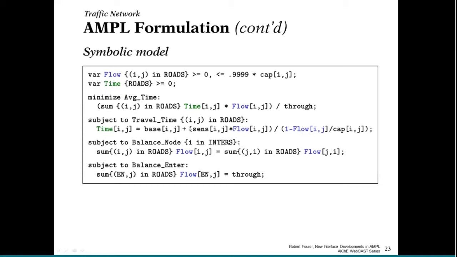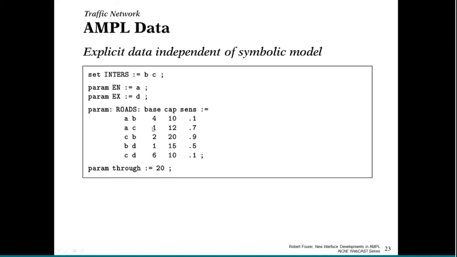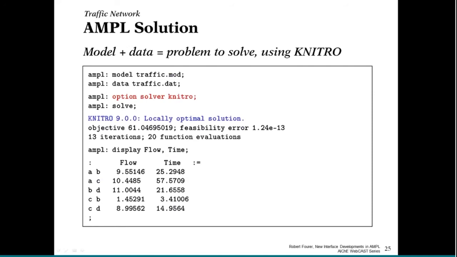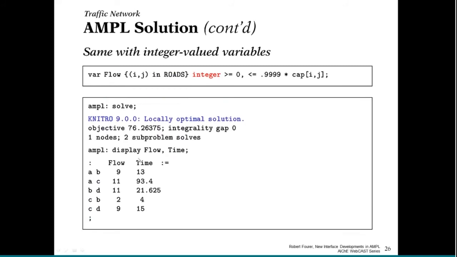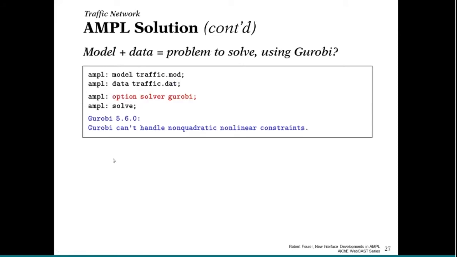Okay? And if you try to solve this problem with some little data here and send it to a general nonlinear solver, it'll at least tell you you've got a locally optimal solution. And so I've done it here with Knitro. And if you want to make the flows integer, even then Knitro will solve it, give you some integer flows and tell you it's a locally optimal solution. But it turns out you don't need a nonlinear solver to solve this problem, actually. And if you just try to solve it directly by using, say, Gurobi, it'll throw you out and say, well, I can't handle these nonlinear constraints.